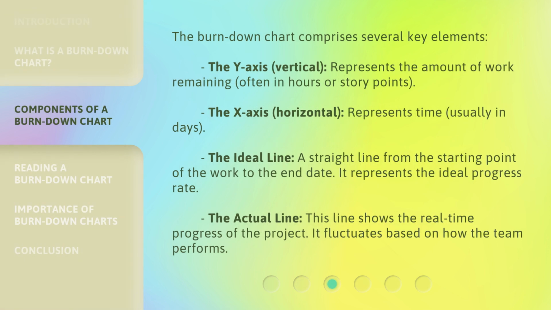The burn-down chart comprises several key elements. The y-axis, vertical, represents the amount of work remaining, often in hours or story points. The x-axis, horizontal, represents time, usually in days. The ideal line, a straight line from the starting point of the work to the end date. It represents the ideal progress rate. The actual line, this line shows the real-time progress of the project. It fluctuates based on how the team performs.